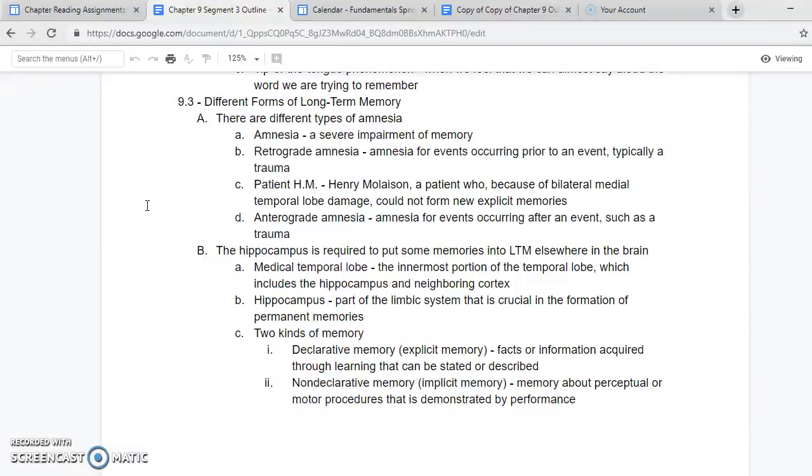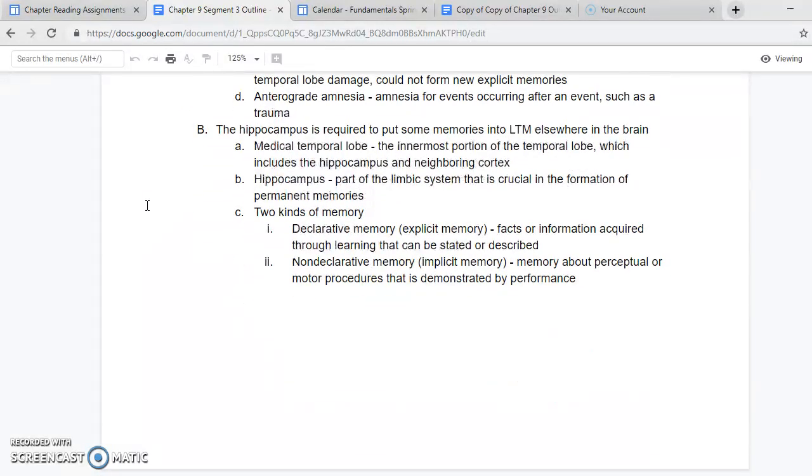If he was given a list of words to study, his short-term memory was fine, but then if he was tested on them after intervening tasks, he was not able to repeat the list, or even recall that there was a list of words. So the hippocampus is required to put some memories into long-term memory elsewhere in the brain. That is actually supposed to be medial, not medical, temporal lobe, and that's the innermost portion of the temporal lobe, which includes the hippocampus and neighboring cortex. And the hippocampus is a part of the limbic system that is crucial to the formation of permanent memories.